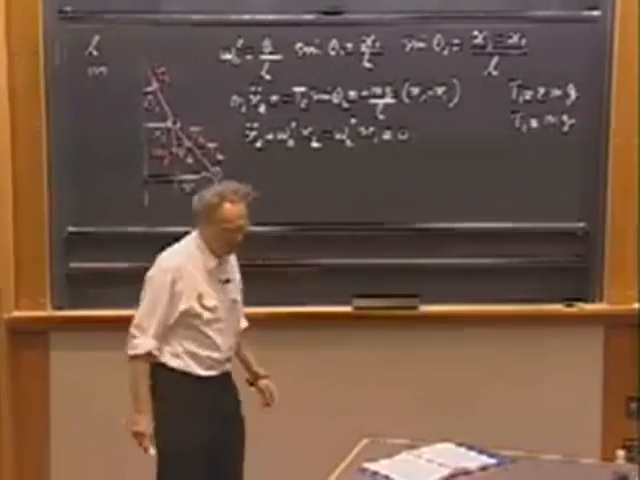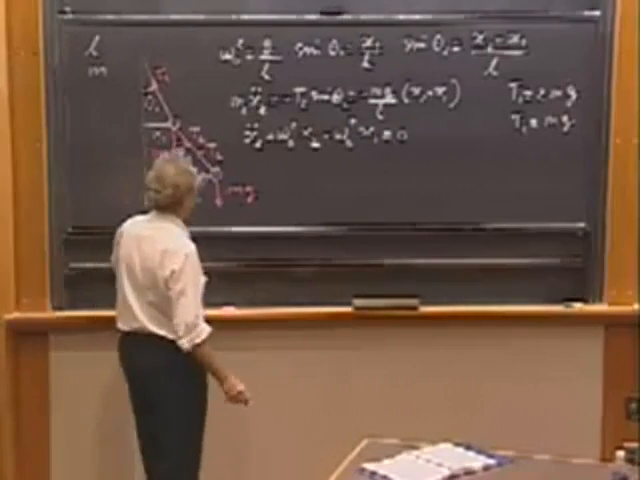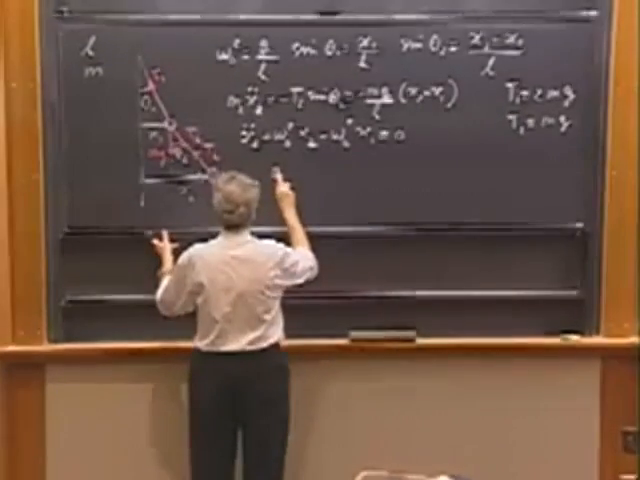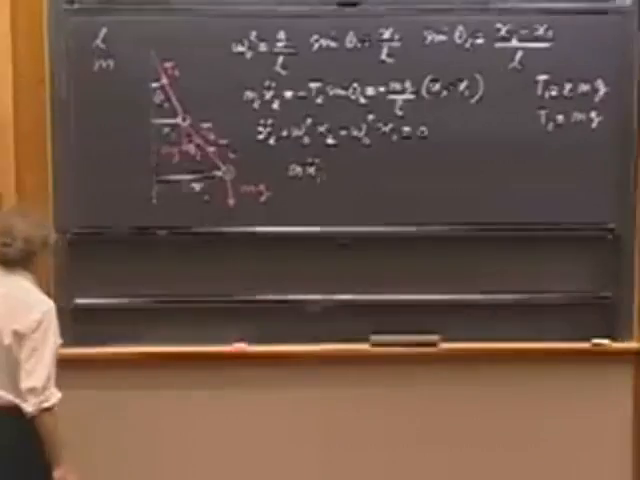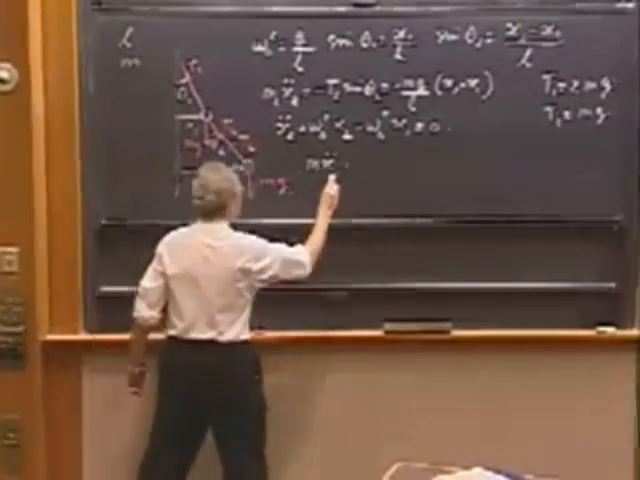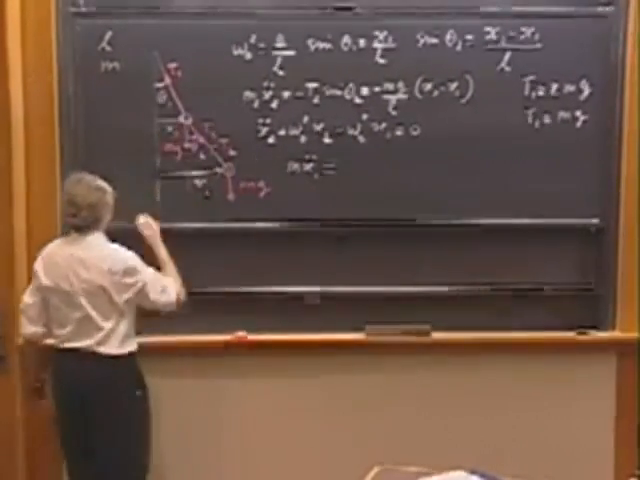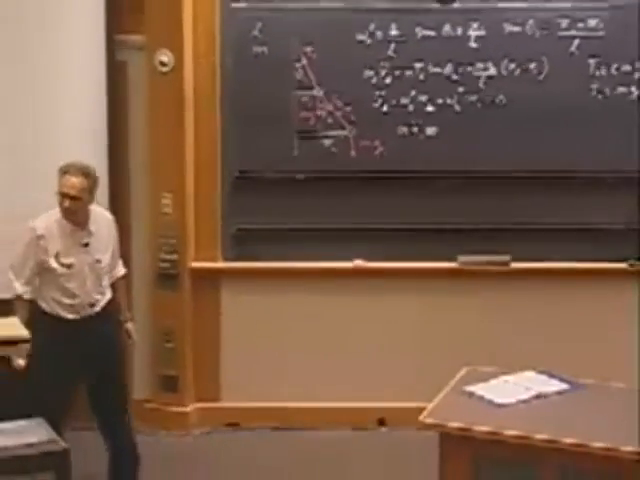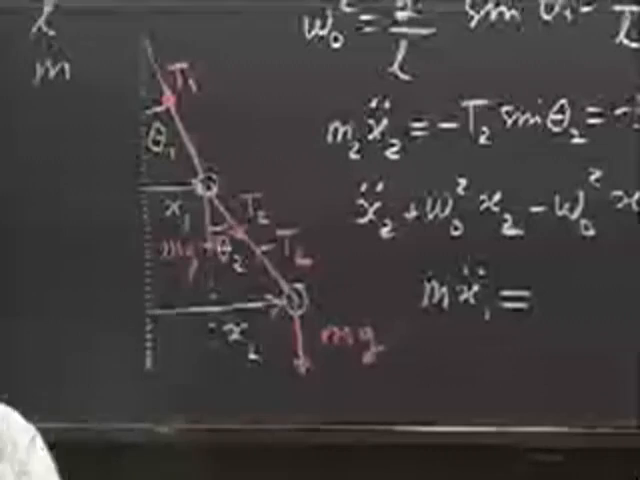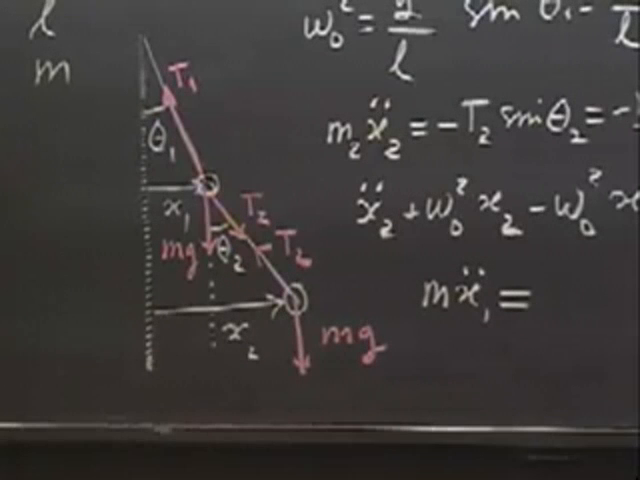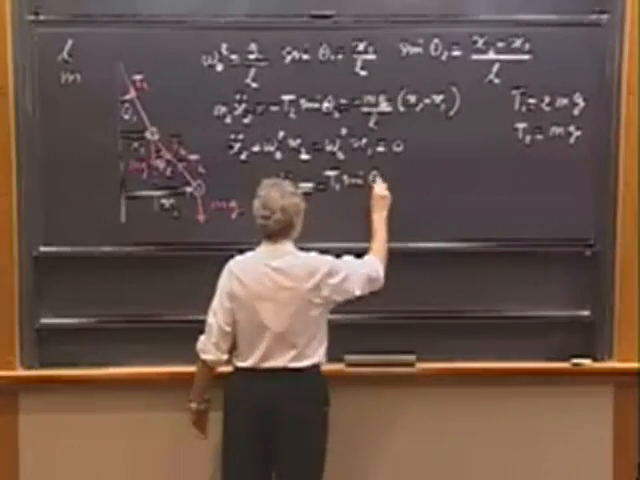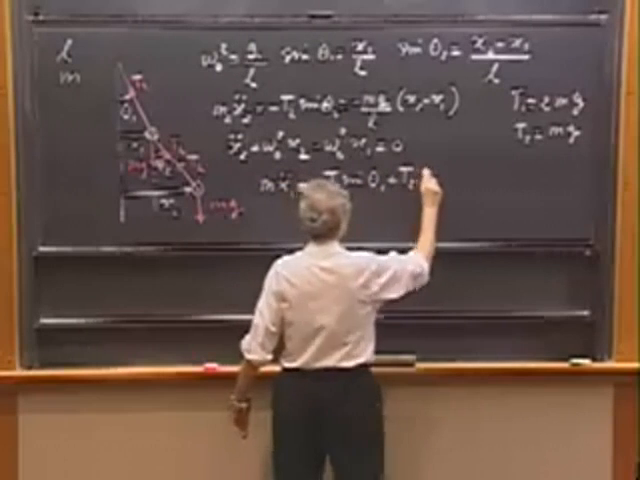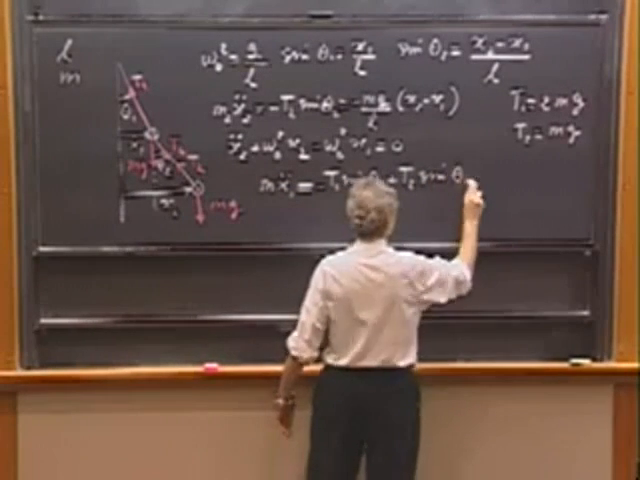So now I'm going to my first object. So now we get m1 x1 double dot. And now there is one force that is driving it back to equilibrium. That is the horizontal component of T1. But the horizontal component of T2 is driving it away from equilibrium in the drawing that I have made here. So you get minus T1 times the sine of theta 1 plus T2 times the sine of theta 2.